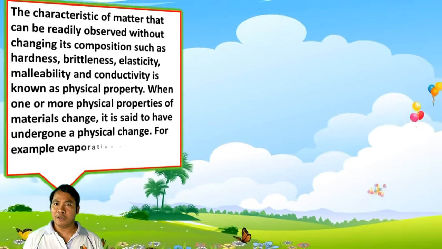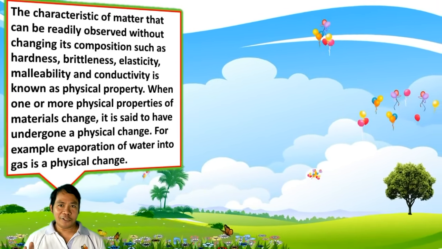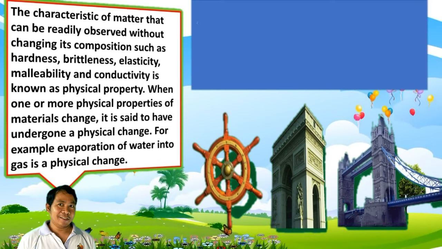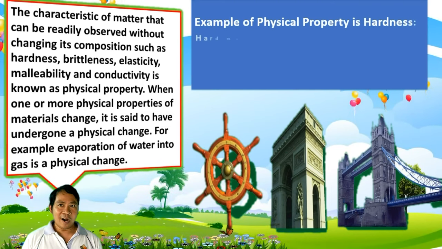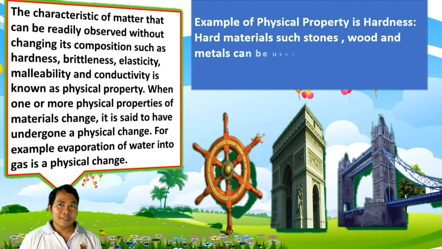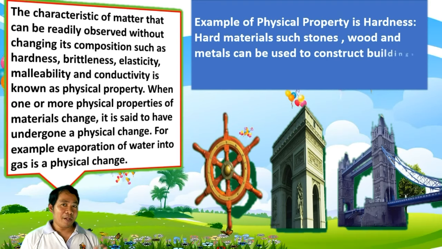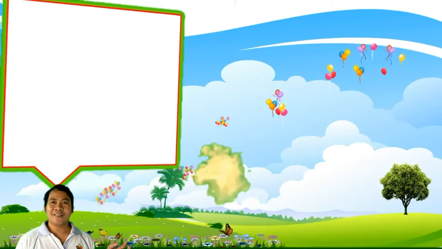When one or more physical properties of materials change, it is said to have undergone physical change. For example, evaporation of water into gas is a physical change. An example of a physical property is hardness. Hard materials such as stones, wood, and metals can be used to construct buildings, bridges, and other infrastructures.